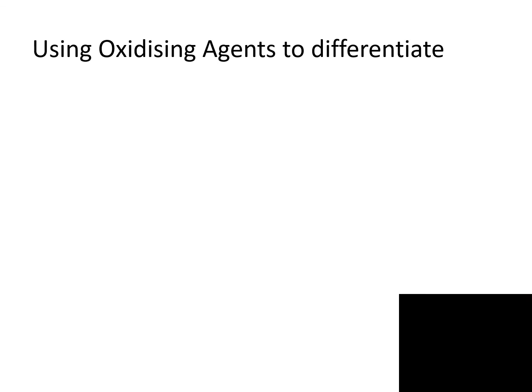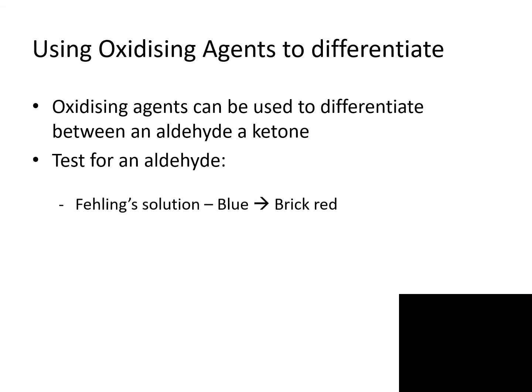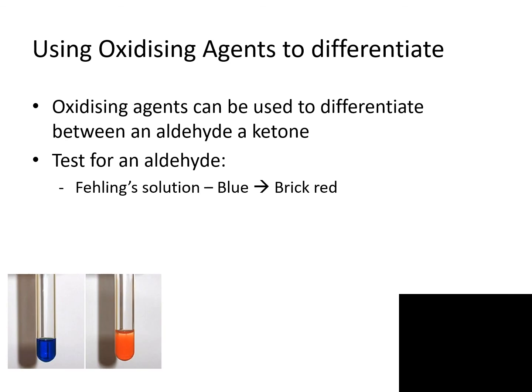So looking at this, how could you tell the difference between an aldehyde and a ketone? So both of these, your primary and your secondary alcohols, are going to react with an oxidizing agent, but how can you tell if it's going to be an aldehyde or a ketone? So this is when we use different oxidizing agents to differentiate between the aldehydes and ketones. So looking at these, we have got new ones. So we've got Fehling's solution, and it looks like this.